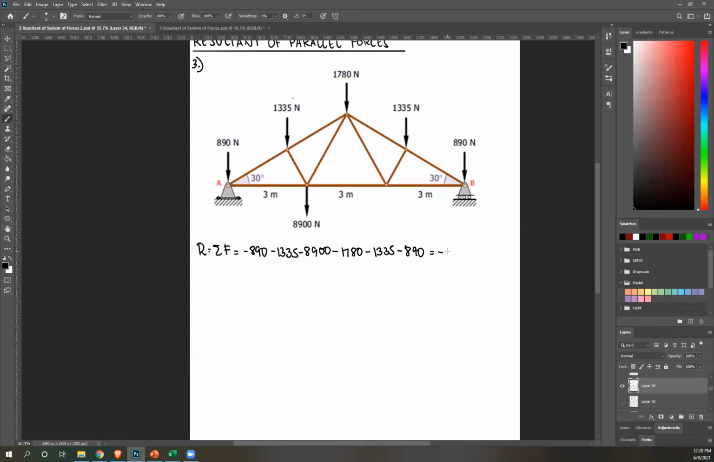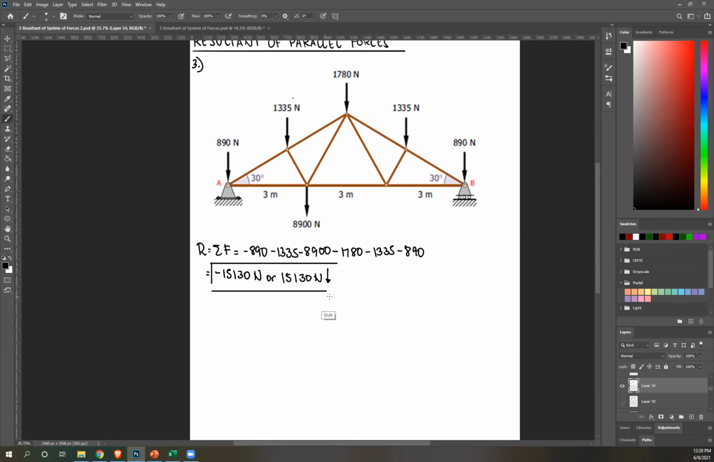So negative 15,130 unit Newton. Again, this just denotes sign. So or 15,130 Newton downward. Okay, so that's R.